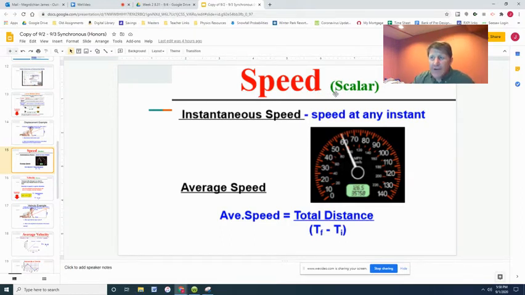So when we're driving in our car, we look at our speedometer and it tells us how fast we're going. It doesn't tell us what direction we're going, and the odometer will keep on ticking. So think about that. Is the odometer measuring displacement or distance?